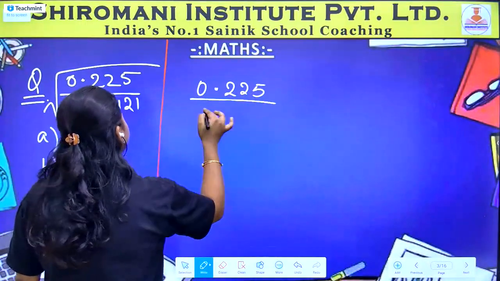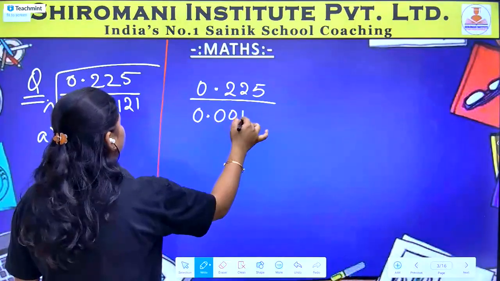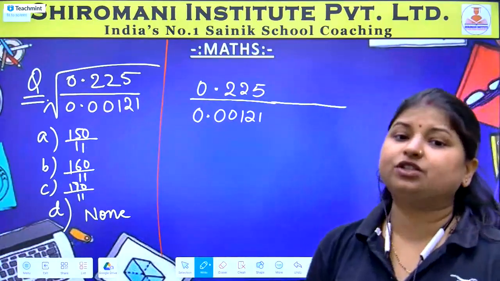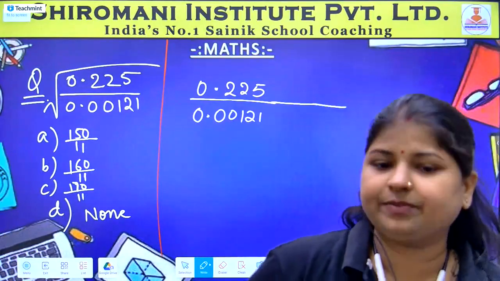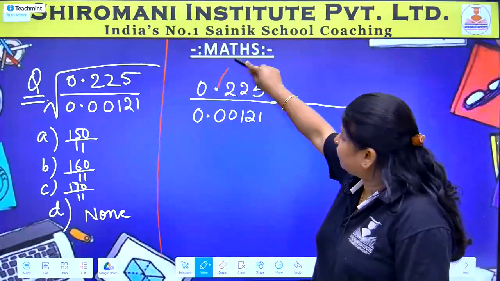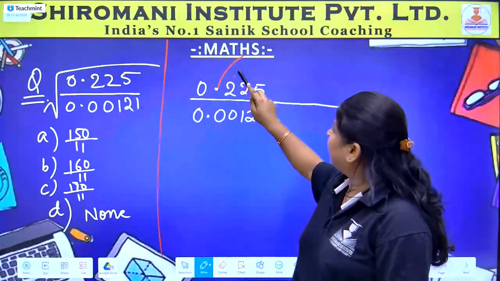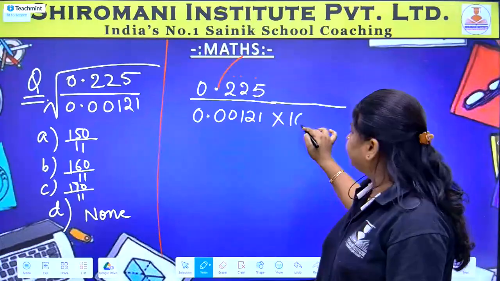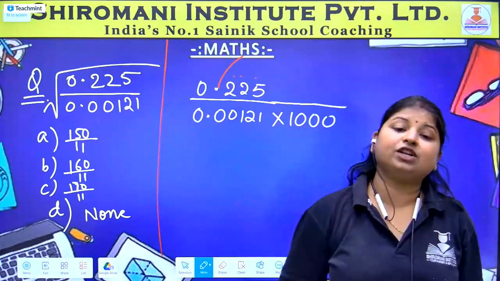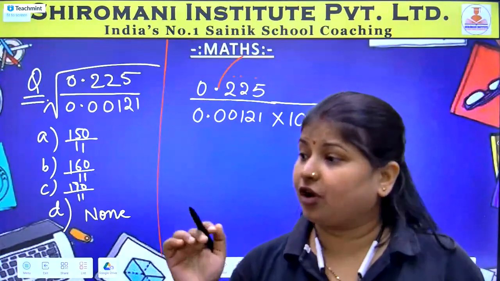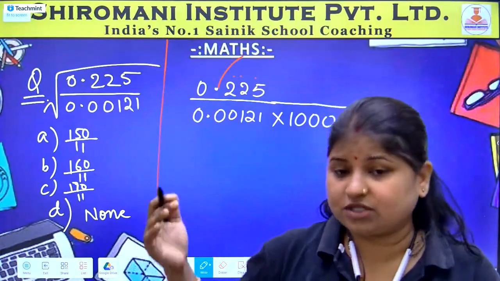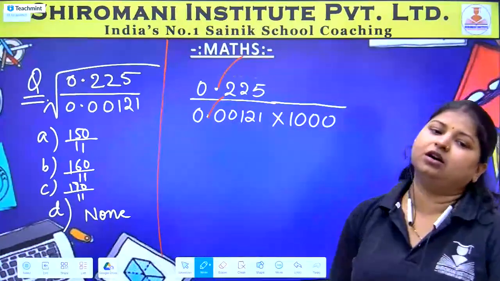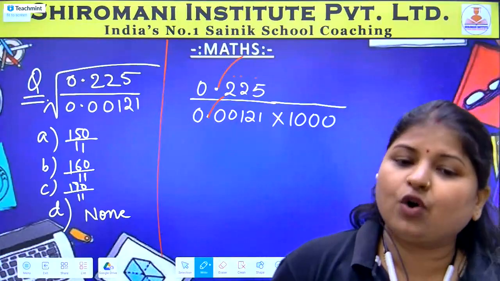It's 0.225 upon 0.00121. First step is what, dear? First step is to remove the decimals, right? When I remove the decimal from the numerator, I have 1, 2, 3 digits, so I will write 3 zeros in the denominator. When you remove the decimal from the numerator, you write zeros in the denominator. When you remove the decimal from the denominator, you will write zeros in the numerator.